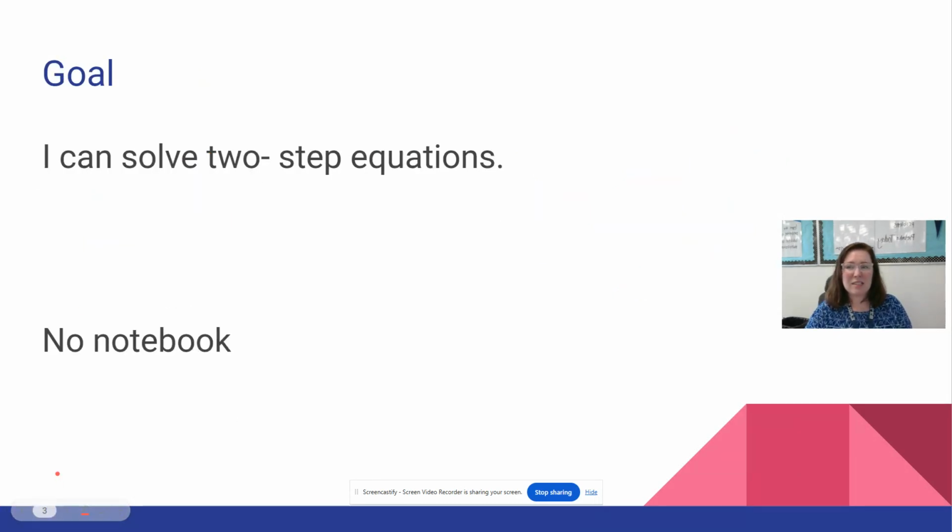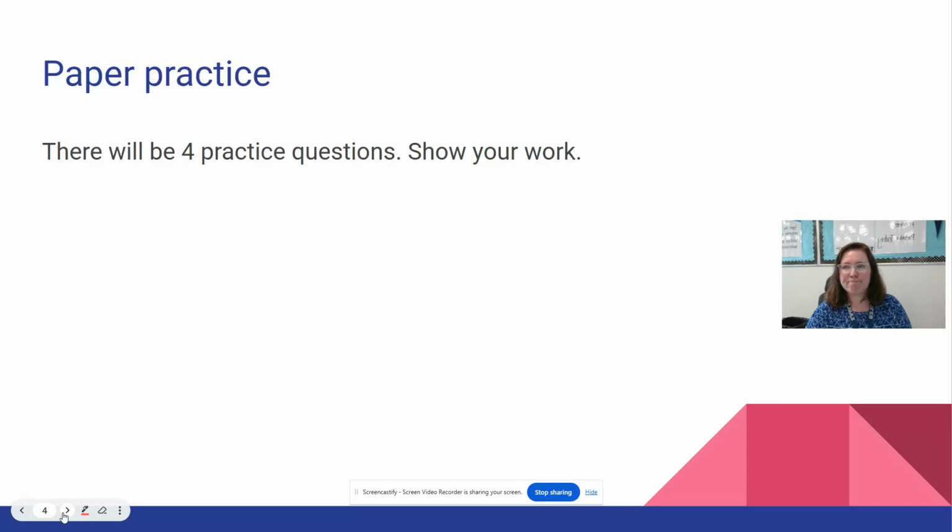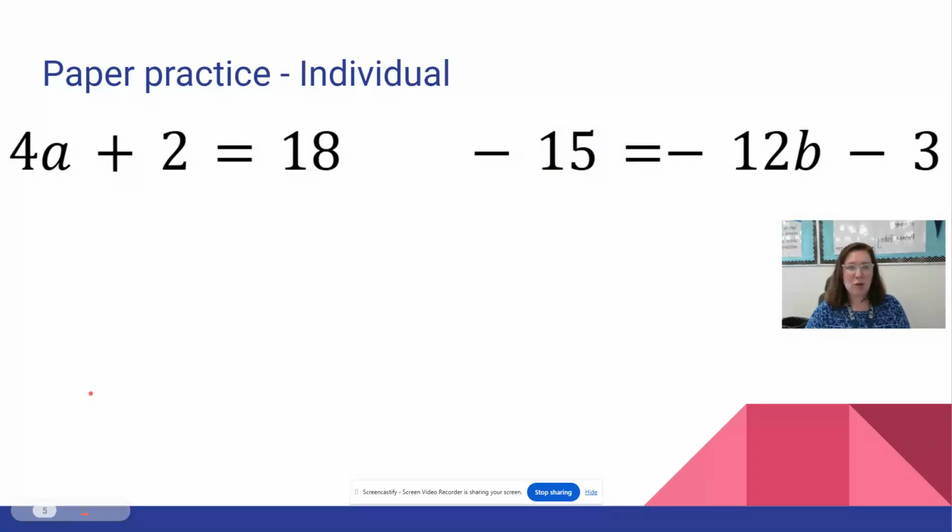Our goal today is to solve two-step equations. We're practicing this. You're not going to need your notebook. First, we start with some practice problems to try on your own, but we'll just go through them together. Our goal for this first one is to get a by itself. So we have to get rid of the 4 and the 2. And it does matter which order we do those in.